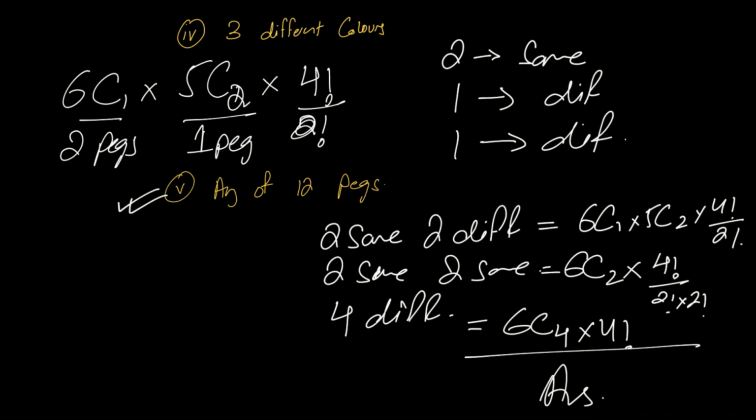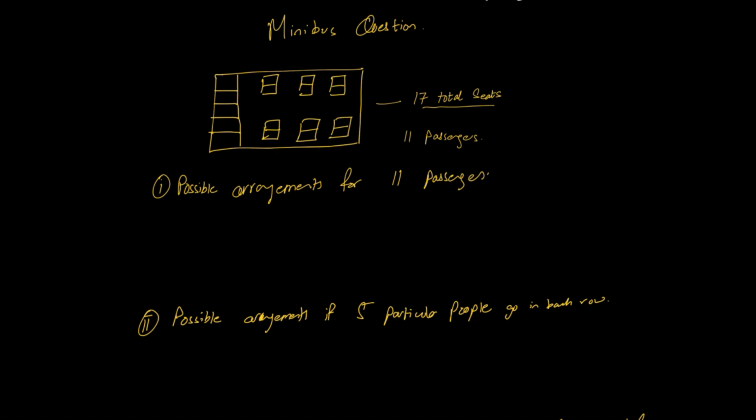Okay, now let's move to the minibus question. Okay, so in this question, there is a minibus consisting of 7 total seats and we have 11 passengers. So now first of all we have to find the possible arrangements for the 11 passengers. So 11C7 and then 7 factorial ways they can sit in.